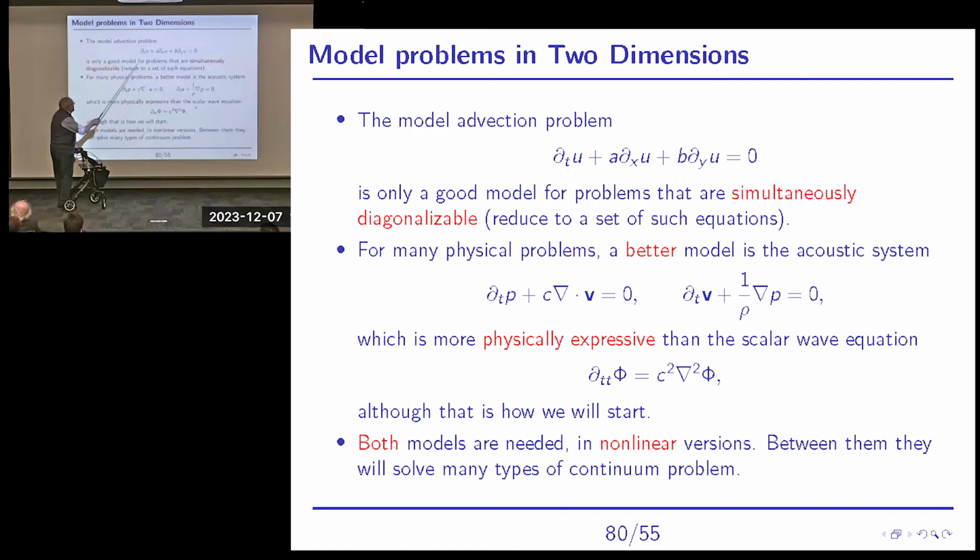But in fact, I need both models. I need something like this if the problem really does look like that. I also need this, and I need both of them in nonlinear versions. And between them, they'll solve almost all the types of continuum problem that have come up.